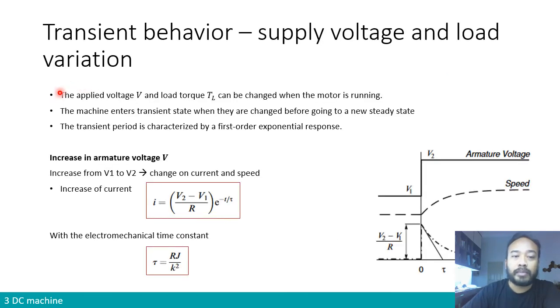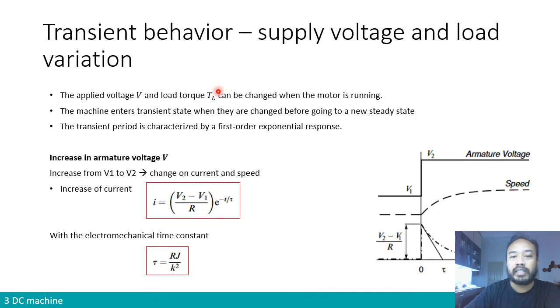So in the transient phase, there are two parameters that can change. Either the voltage changes, from one value to a higher value to increase your speed, or the torque changes. The torque is at a certain value and suddenly it increases, therefore your current needs to increase to retain the machine in steady state, right? So the machine enters this transient state when either the voltage supplied to the armature or the load torque changes.